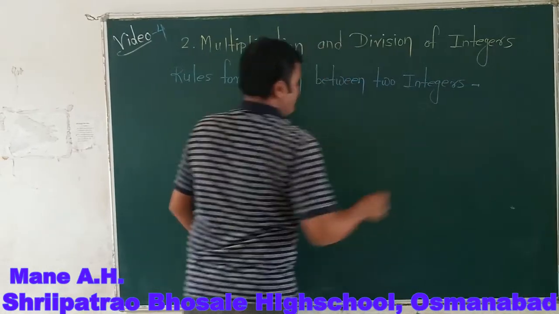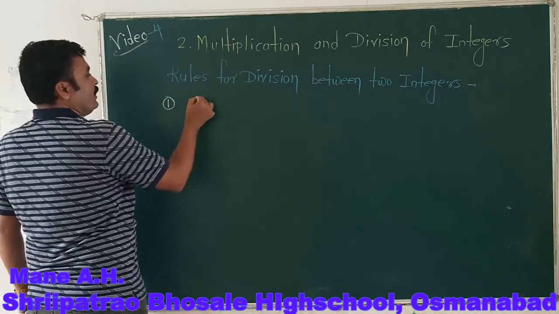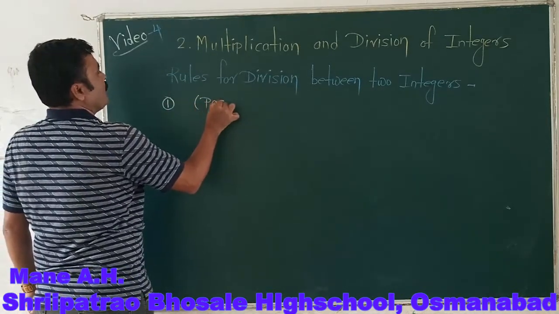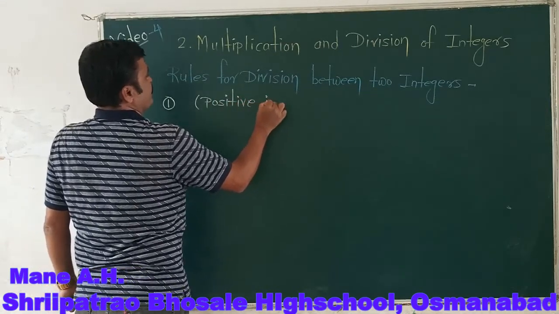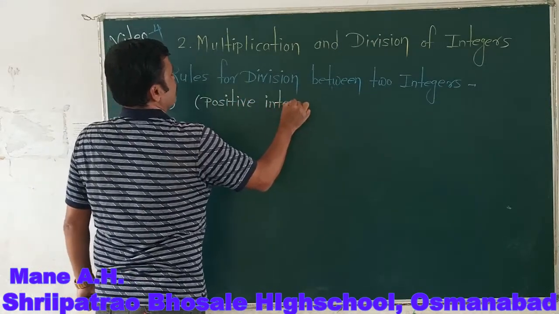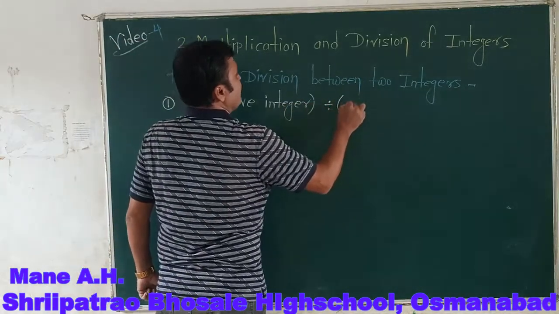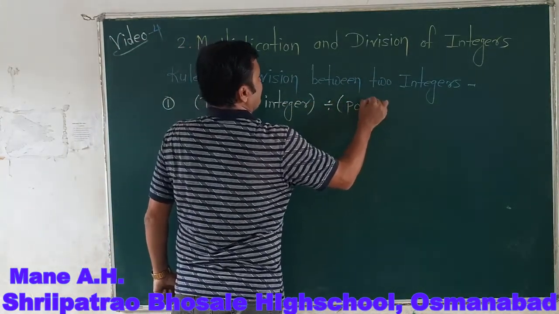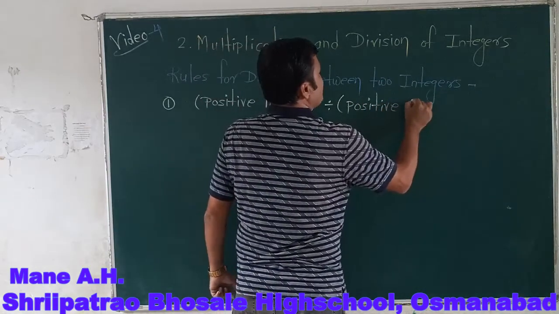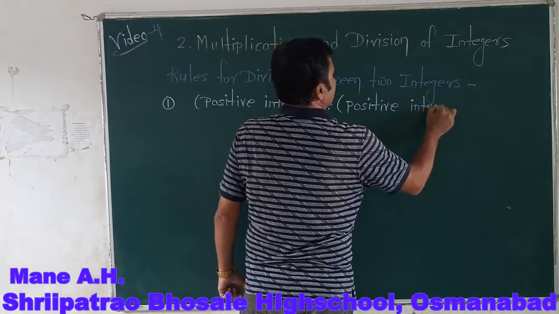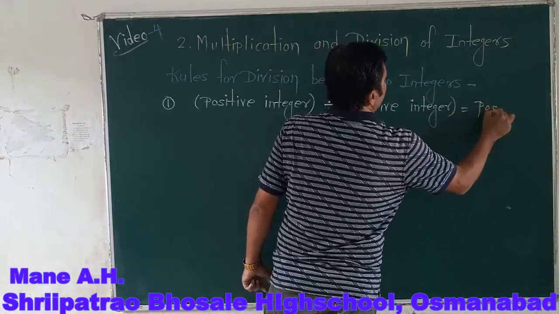So here the first rule that I am taking: if in the division both are positive integers, that is, positive integer divided by positive integer, that is always positive.